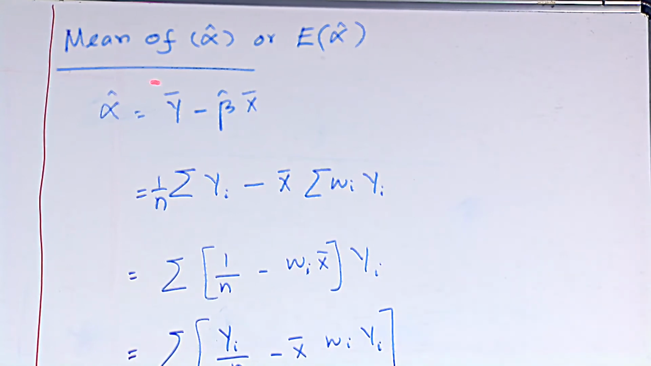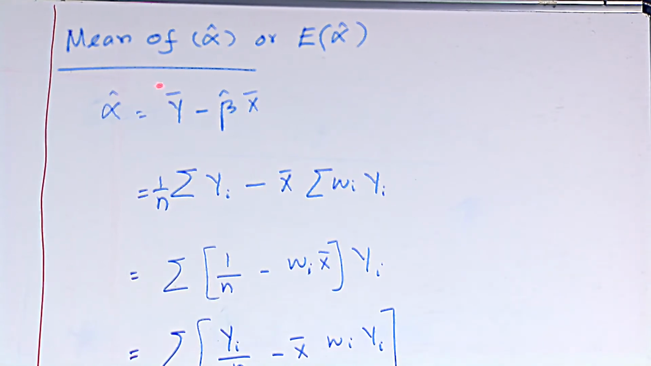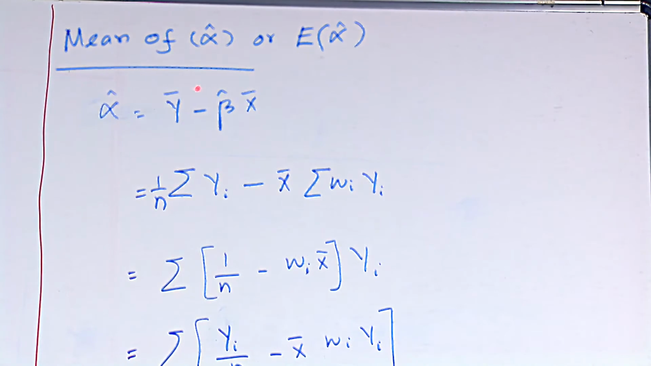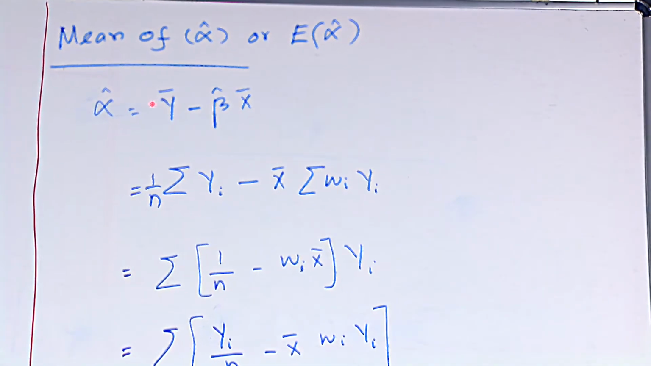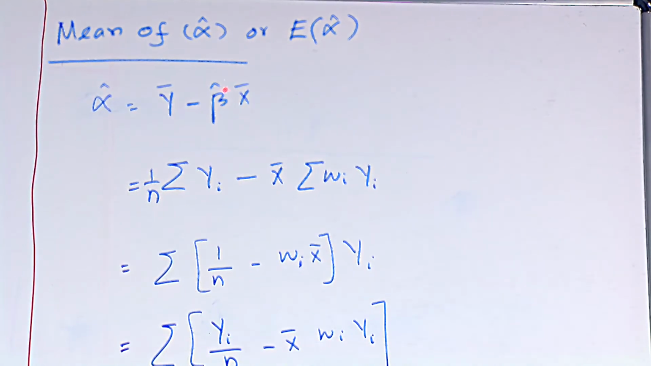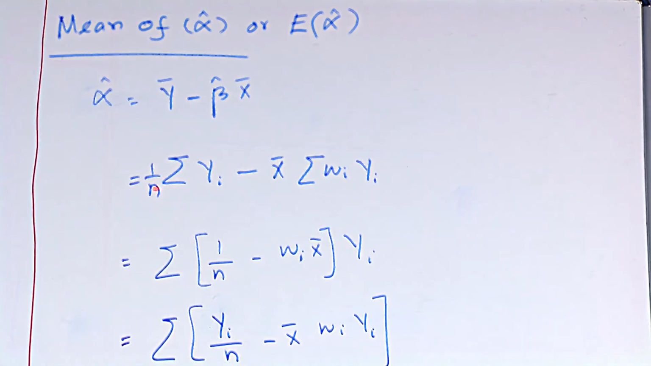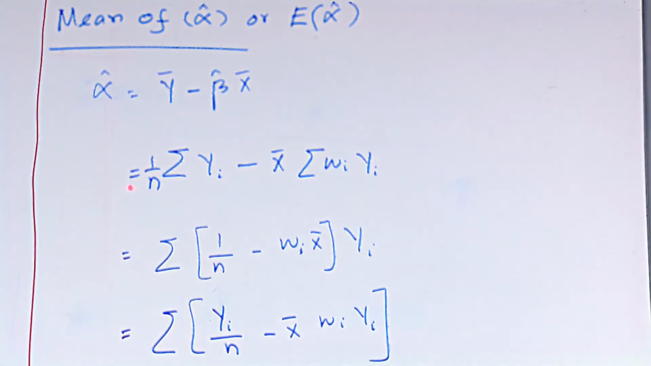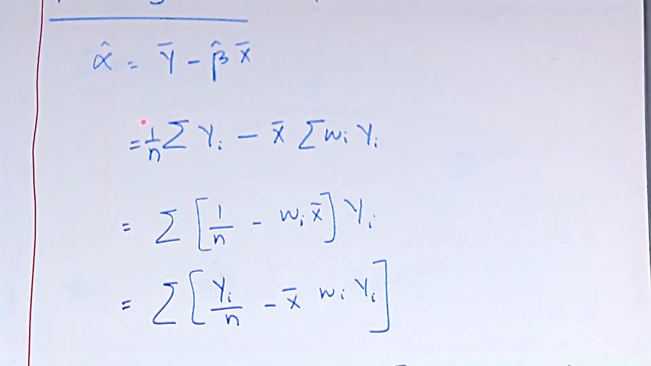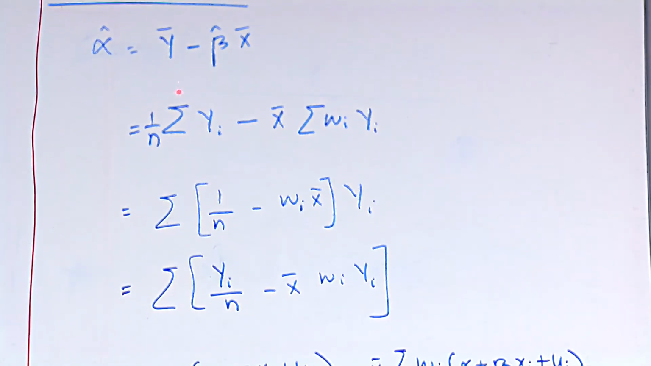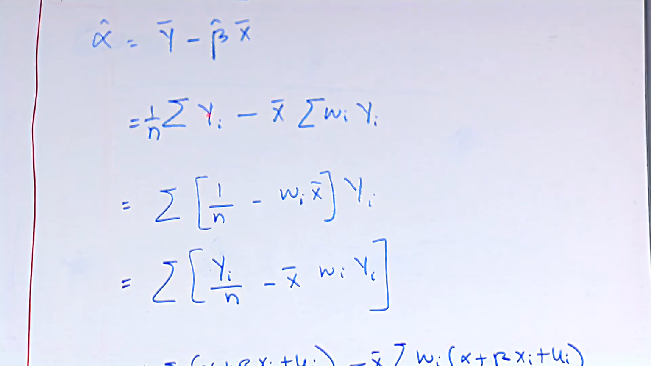Now let us see the mean or the expectation of alpha hat. Alpha hat we already know is y bar minus beta hat x bar. Let us expand it a little bit. Y bar is nothing but sigma capital Yi by n, that is 1 by n into sigma Yi. Similarly, beta hat is nothing but sigma wi Yi.